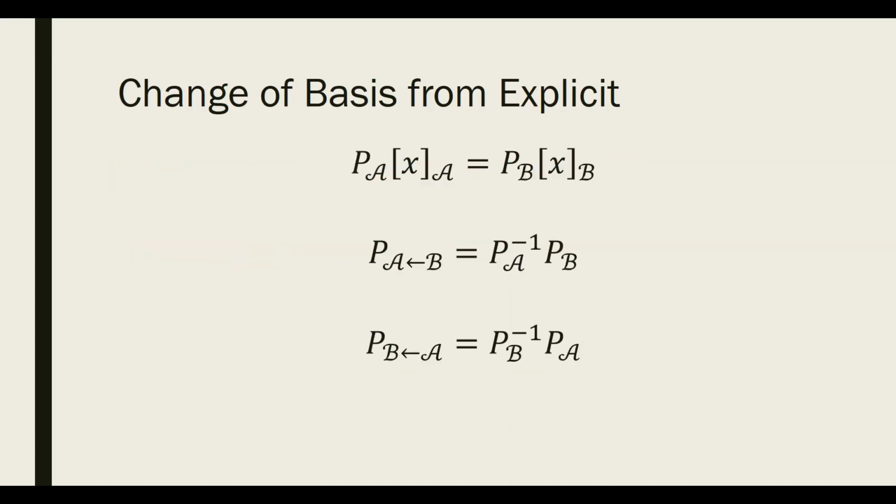So that's it. If you want to go from B to A, you do the change of coordinates with respect to B matrix, and then the inverse of the change of coordinates with respect to A matrix. If you want to go from A to B, it's the change of coordinates with respect to A matrix times the change of coordinates with respect to B inverse matrix.